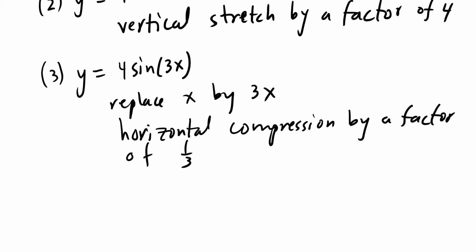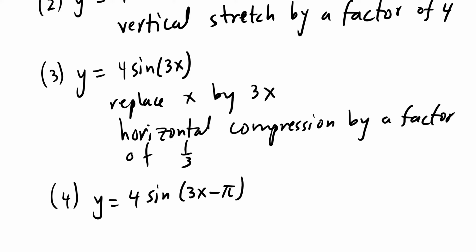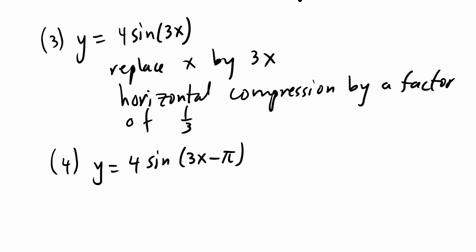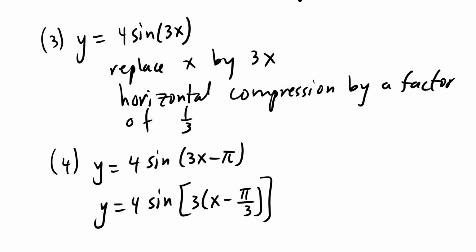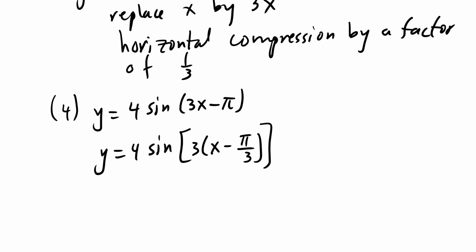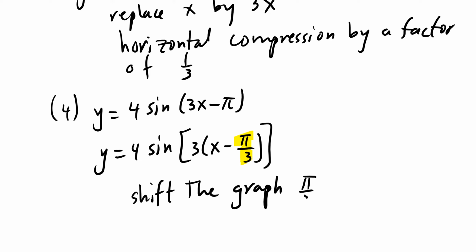And then the next step is 4 sine 3x minus pi. So what we do here, if you'd like to see this, you can factor the 3 out. That gives us x minus pi over 3, as we did before. So this part here tells us what to do. This tells us it's a shift. We shift the graph. Whatever graph we obtained in step 3, we shift now pi over 3 units to the right side.